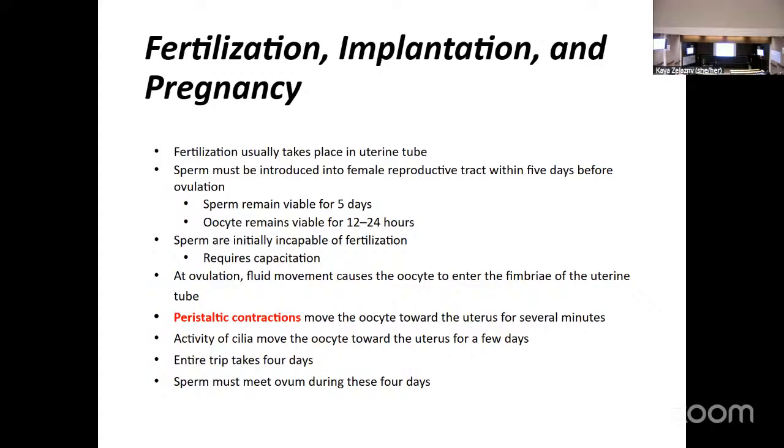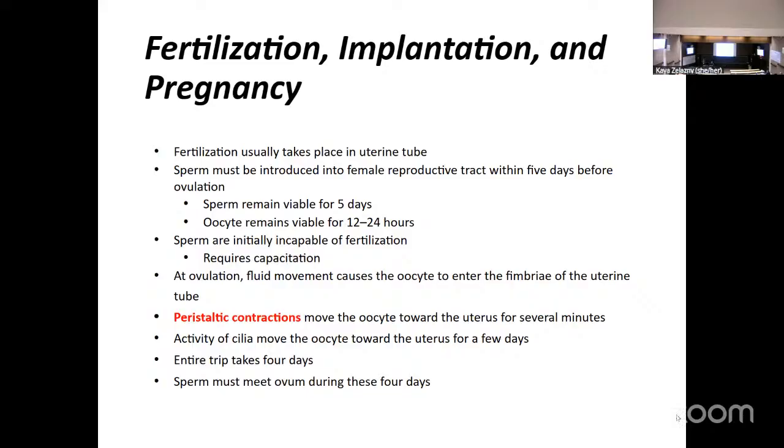So after those initial peristaltic contractions, we're going to take advantage of some cilia that we have in the uterine tube. So cilia, again, are like tiny microscopic fingers on apical cell membranes. So those are going to keep moving the oocyte towards the uterus. Okay. And that process takes a few days. The whole trip takes about 4 days, right?